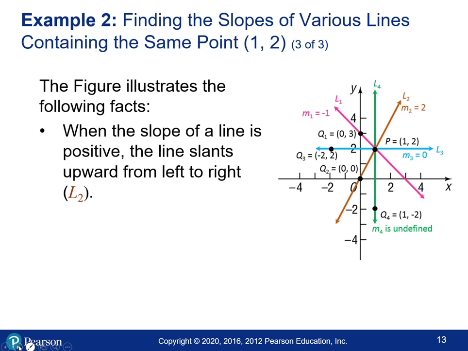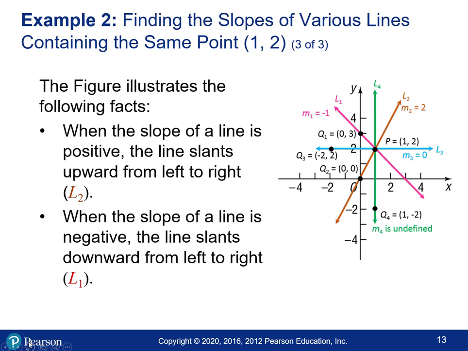Okay, so you want to keep this in mind because it's helpful when you're graphing lines that anytime you have a positive slope, your line is always going to go up to the right. So that would be line 2 here. Anytime your slope is negative, that would be like line 1 here. It looks like your line is going down to the right. Okay, so up to the right, positive slope, down to the right, negative slope.